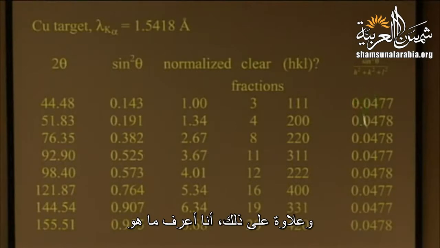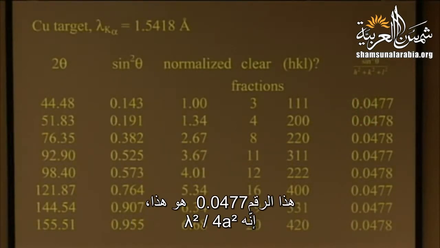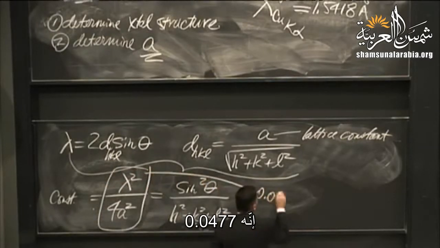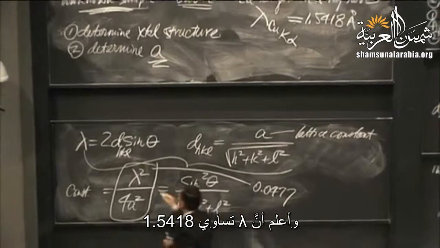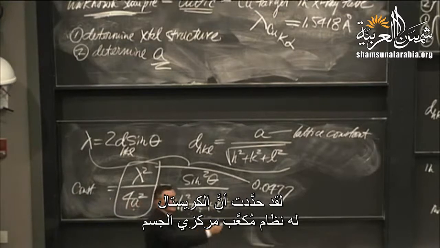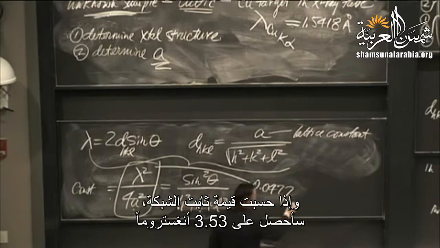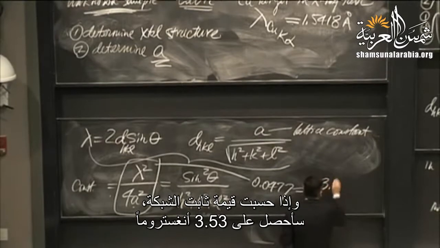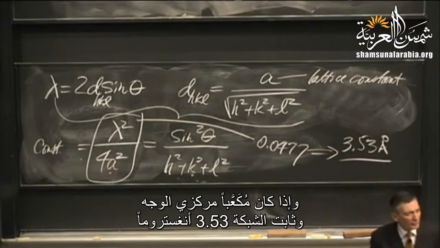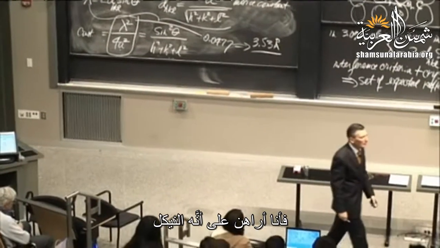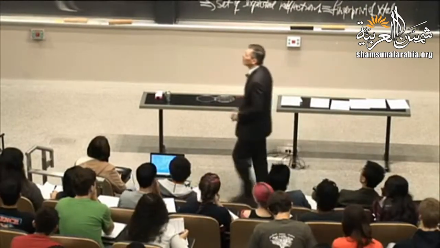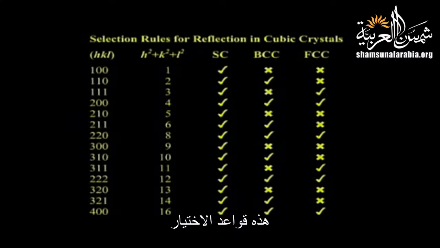And furthermore, I know what this is. That 0.0477 is this, right? This is lambda squared over 4a squared. And I know my lambda, that's 1.5418, so now I can calculate my a. So now I've determined that it's FCC, plus if I go ahead and calculate the a value, I get 3.53 angstroms. And if it's FCC and it's 3.53 angstroms, I bet it's nickel. So that's how you index this stuff. So there we are. There's the selection rules.